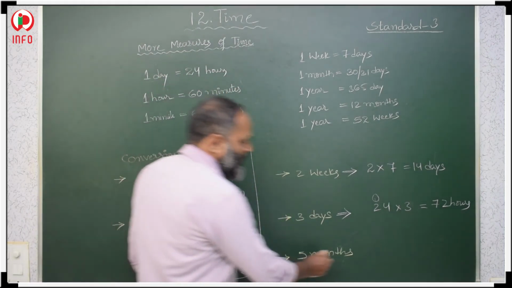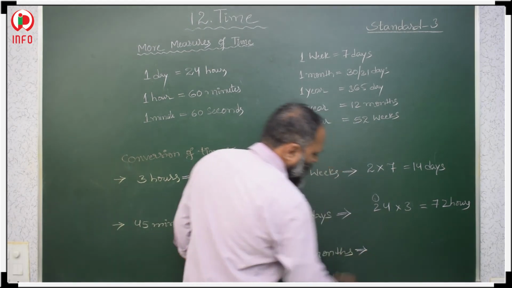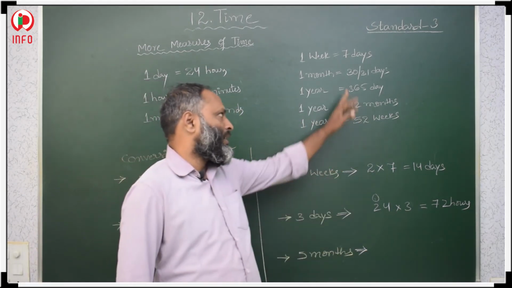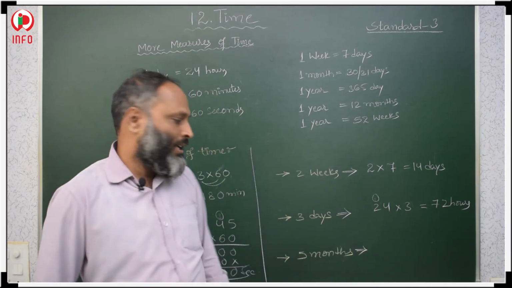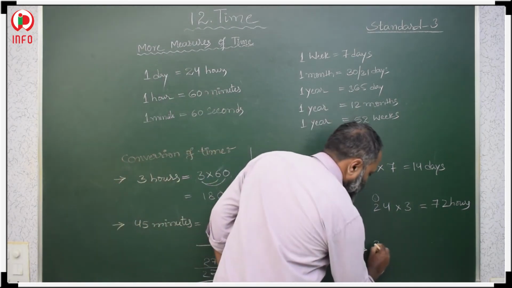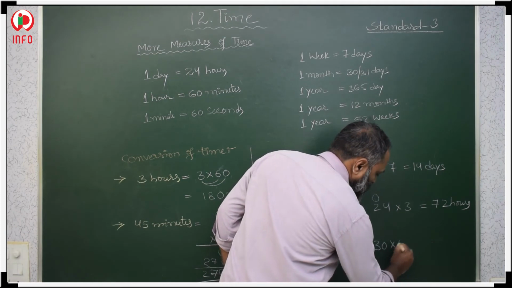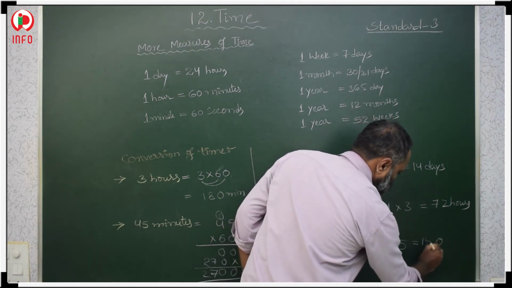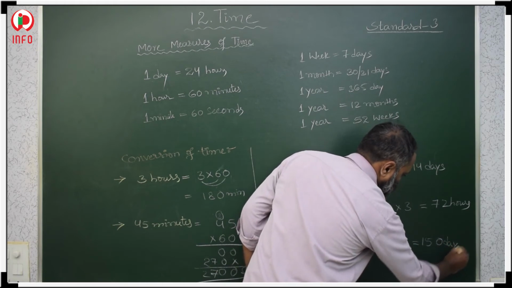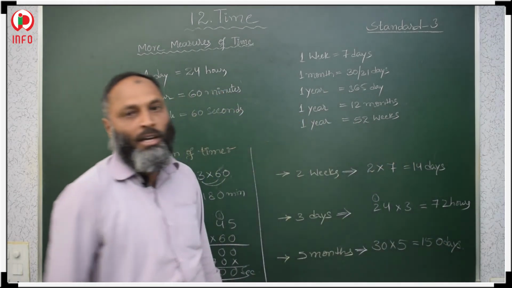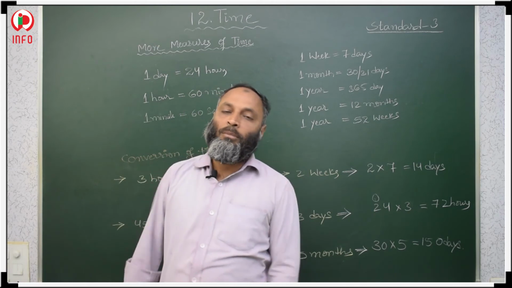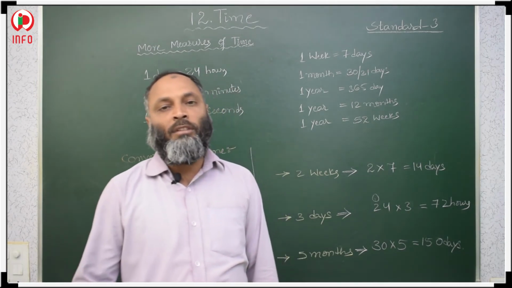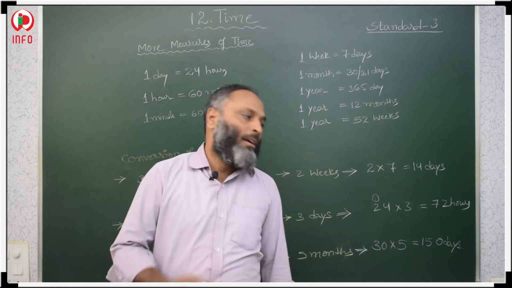Now 5 months, how many days? Here you take 1 month as 30 days. Okay, 1 month as 30 days, don't take 31 days, you consider 30 days here. Then multiply 30 into 5. 5 zeros are 0, 5 threes are 15, 150 days. With the unit quantity we have to multiply. Then you will get the total how many hours, how many days, how many weeks, how many months.